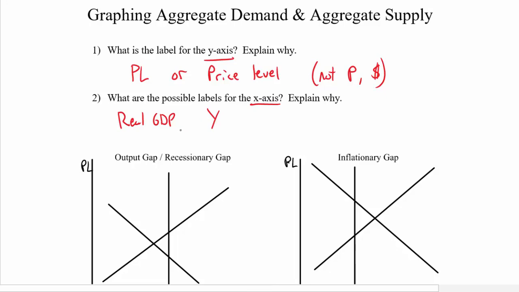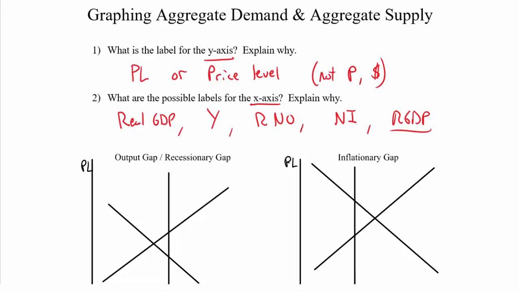So you can use real GDP, you can use Y, you can use real national output, which is what RNO stands for. You can also do national income. The one that I use most often is RGDP for real GDP. So that's the one that I'm going to use most often.